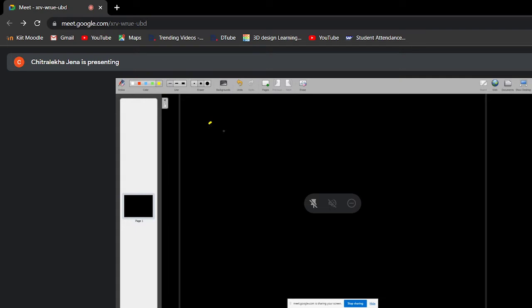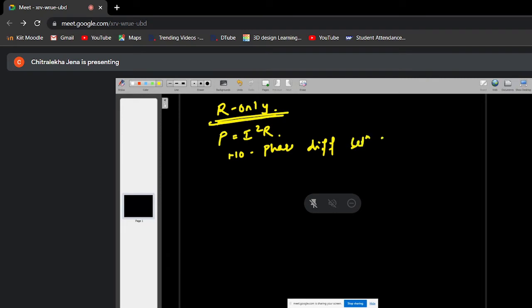And what is the power consumption? It is I square into R. Very good. It is equal to I square R, and there is no phase difference between V and I.